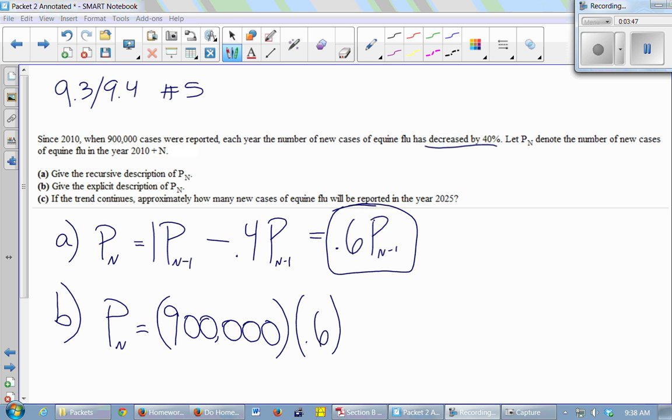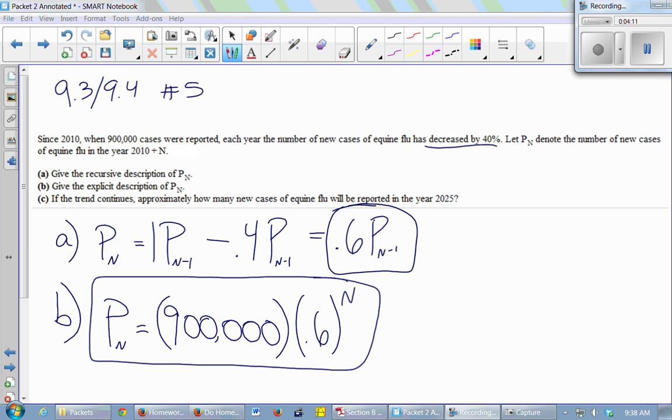Each year, you take 60% of what you had before. What do you use to represent repeated multiplication? A power. Yeah. So I put my n up there to indicate that I'm multiplying by the 0.6 repeatedly. Each year, you keep 60% of what you had before, so you're multiplying by 0.6 each year. So there's my explicit formula.